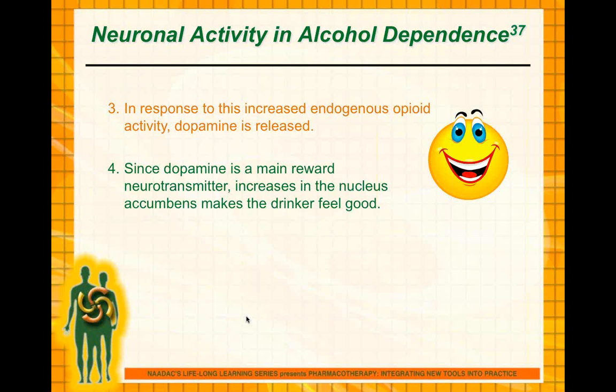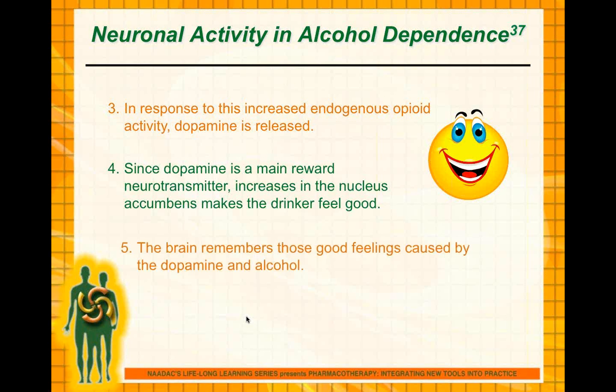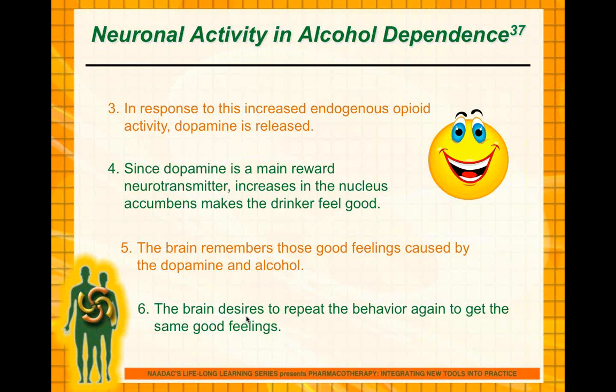And so just naturally, intuitively speaking, we know that dopamine is the main reward neurotransmitter, and increases in the nucleus accumbens make that drinker feel good. And so, of course, the brain remembers those good feelings caused by the dopamine and the alcohol, and then the brain desires to repeat that behavior again to get those same good feelings. Of course, that was a really good interaction they just had. So that's the first piece.